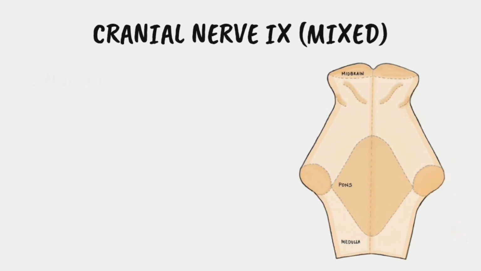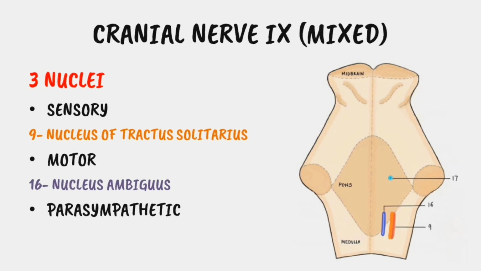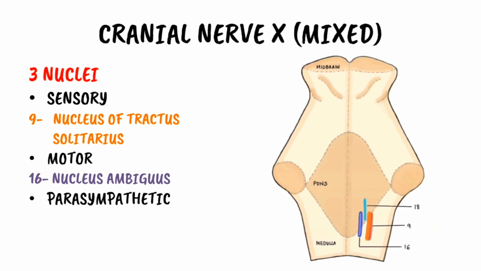Cranial nerve 9 has 3 nuclei: nucleus of tractus solitarius, which is sensory, nucleus ambiguus, which is motor, and inferior salivatory nucleus, which is parasympathetic. Cranial nerve 10 has 3 nuclei: nucleus of tractus solitarius, which is sensory, nucleus ambiguus, which is motor, and dorsal vagal nucleus, which is parasympathetic.